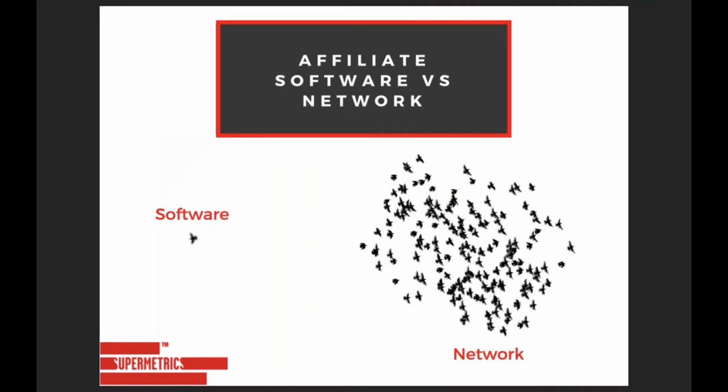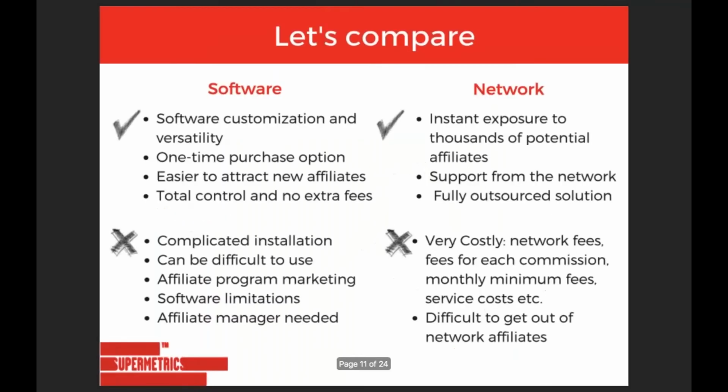So as a business, you always have a choice. You can either run an in-house affiliate program, and for that, you can either develop in-house affiliate software or purchase software that's on the market already, or you can simply join one of the existing networks that will provide you with access to affiliates immediately. So let's take a closer look at the advantages and disadvantages of each model.